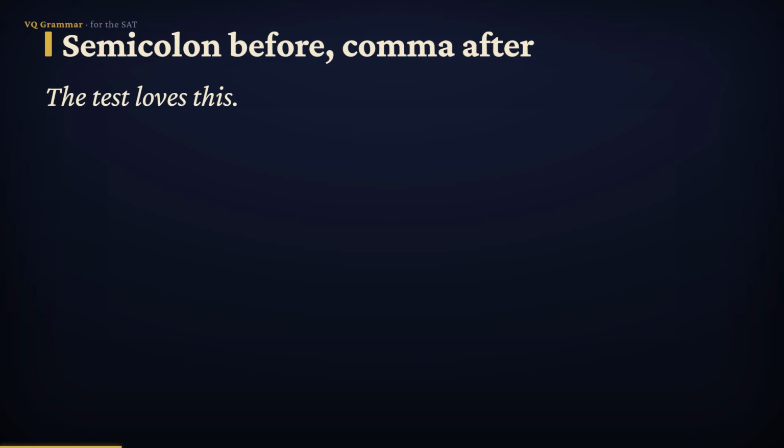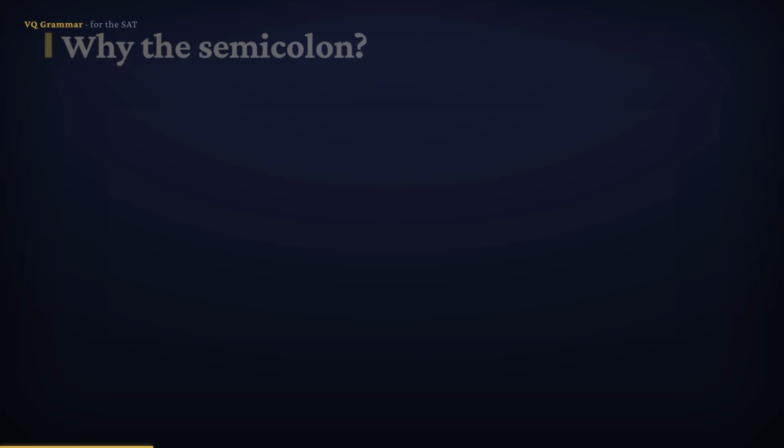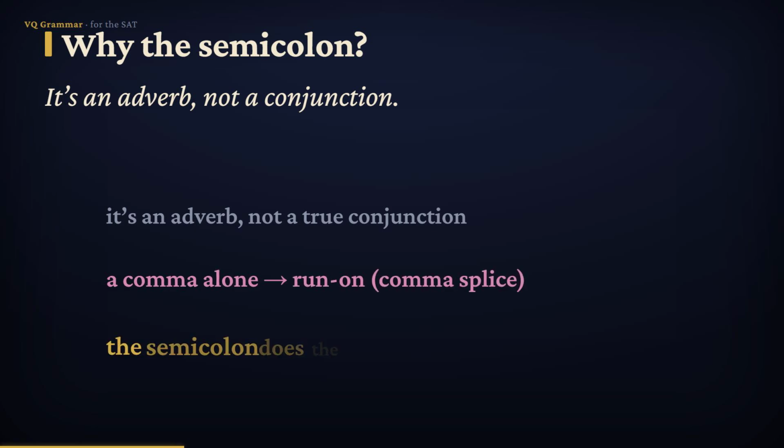Now the punctuation, which the test absolutely loves. When a conjunctive adverb joins two independent clauses, you put a semicolon before it and a comma after it. So Becky ran the booth; moreover, she did a great job. Here's why this matters. A conjunctive adverb is really an adverb, not a true conjunction like and or but. So it can't hold two sentences together with a comma alone. That would make a run-on, a comma splice. The semicolon does the real joining. The conjunctive adverb just shows the relationship.